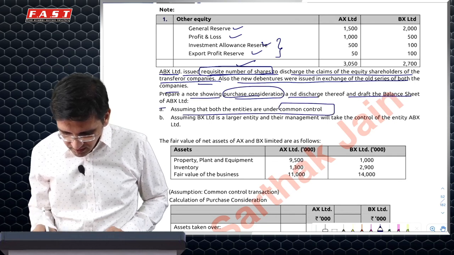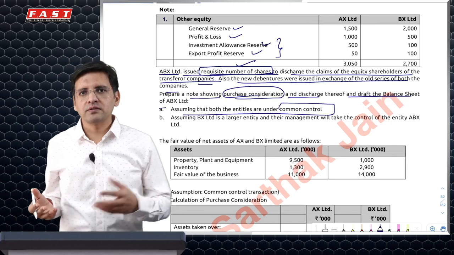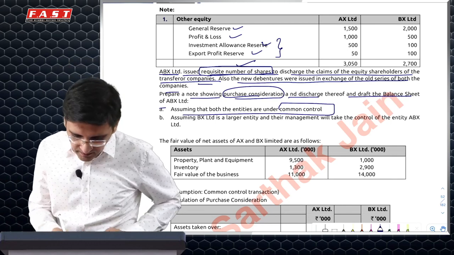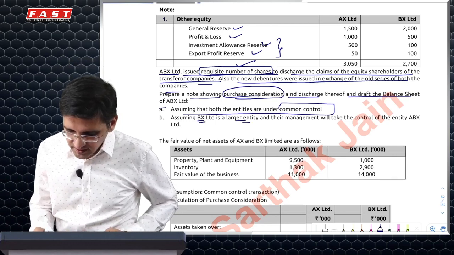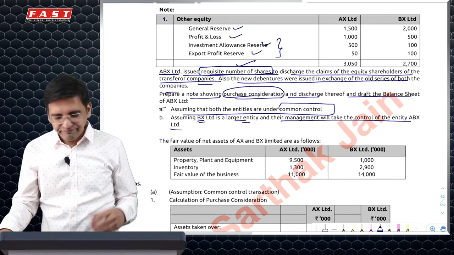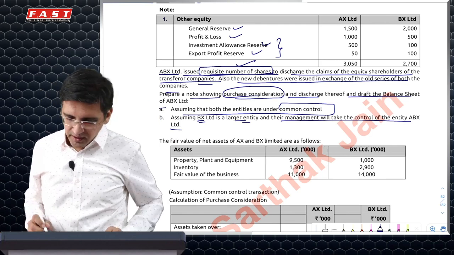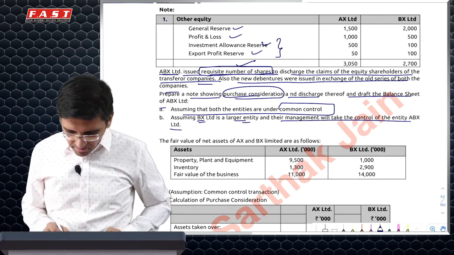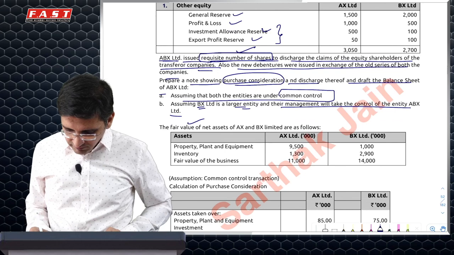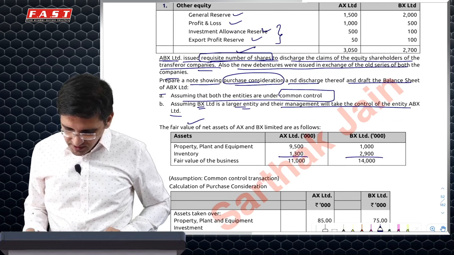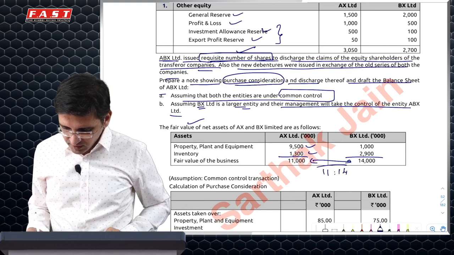Assuming both entities are under common control, so it's a common control transaction, no goodwill gets recognized. And then assuming BX is a larger entity and they'll take control of ABX, so it's a reverse acquisition where we will recognize goodwill of AX and not of BX. We've been given the fair value of both the assets and the total business. Now requisite number would mean 11:40.